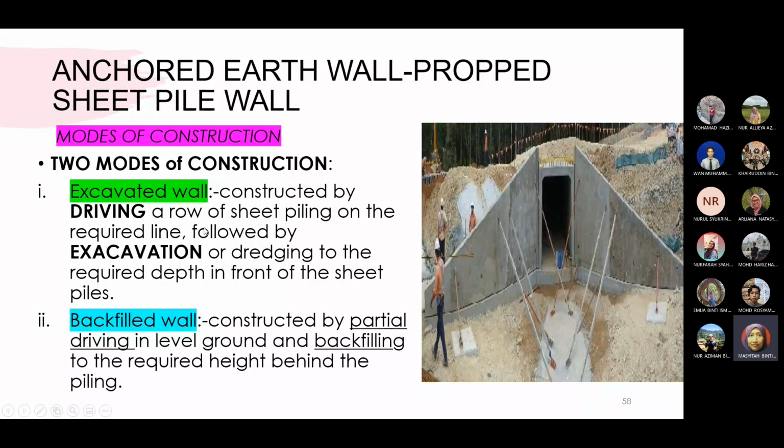The first is constructed by driving a row of sheet piling on the required line, followed by excavation or dredging to the required depth in front of the sheet piles. Or you can construct it by partial driving in level ground and backfilling to the required height behind the piling.